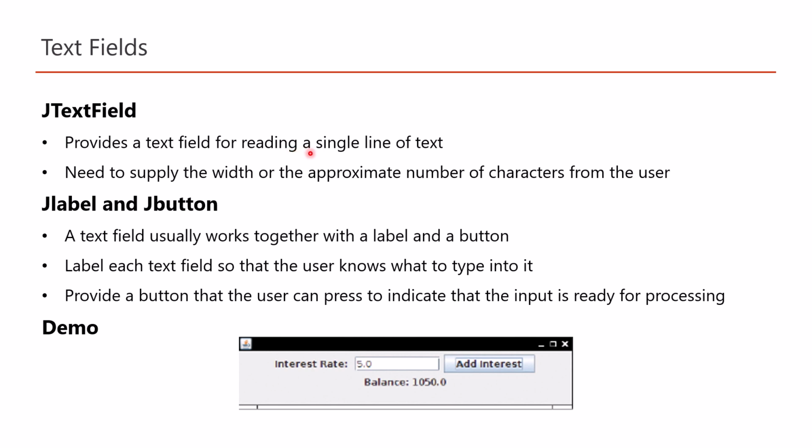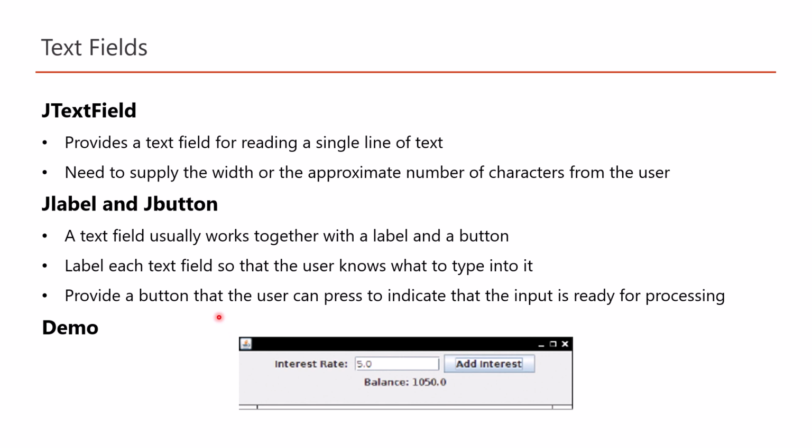JTextField provides a text field for reading a single line of text. You can specify the width or the approximate number of characters that the field should accommodate. A text field is often used in conjunction with a label to describe its purpose, and a button for user interaction. To ensure user clarity, it is very important to provide labels for each text field, guiding them on what to input. You should create a JLabel object for each label.